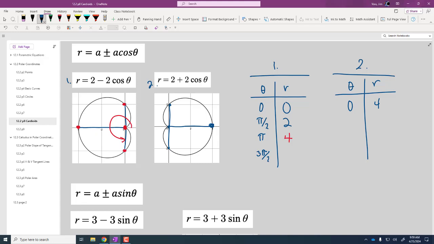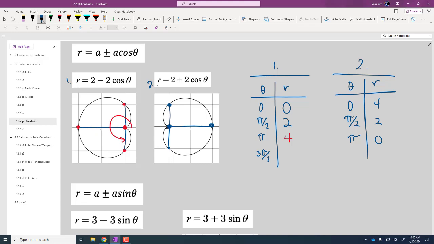Rotate to pi over 2. Cosine of pi over 2 is 0. 2 plus 0 is 2. So when you're at pi over 2, you're going to go 2 units away from the origin, which puts us right up here on the y-axis. Rotate over to pi. Cosine of pi is -1. 2 minus 2 is 0. So in the direction of pi, we plot r equals 0, which is the origin, right there.